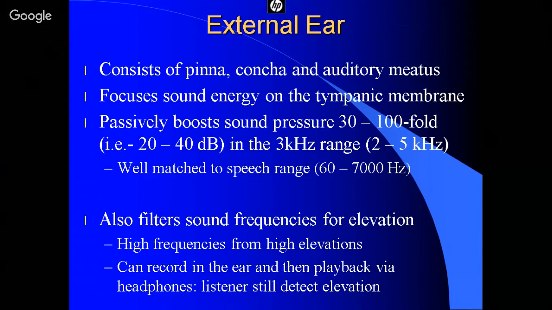The shape of the ear amplifies the sound. It produces a passive boost of 30 to 100 fold. That is, just the shape of the external ear increases the sound coming in by 20 to 40 decibels. 20 would be 10 times, so 20 to 40 is 10 to 100 times. This is when it's in the 3 kilohertz range. Speech is anywhere from 60 to 7,000 hertz, so 3 kilohertz is your typical speech range. 2 to 5,000 is standard voice. The external ear also filters the sound for elevation.